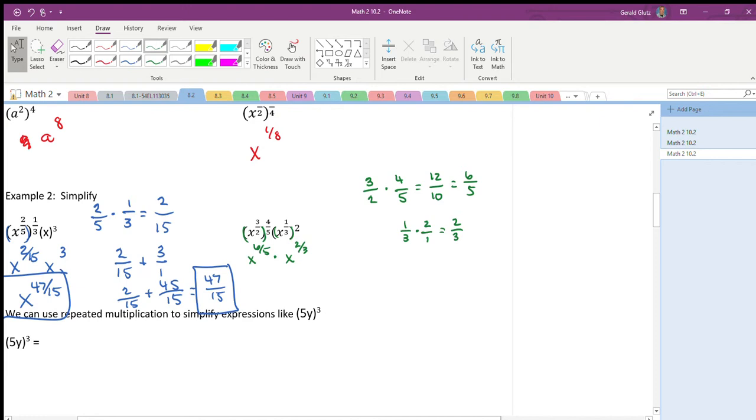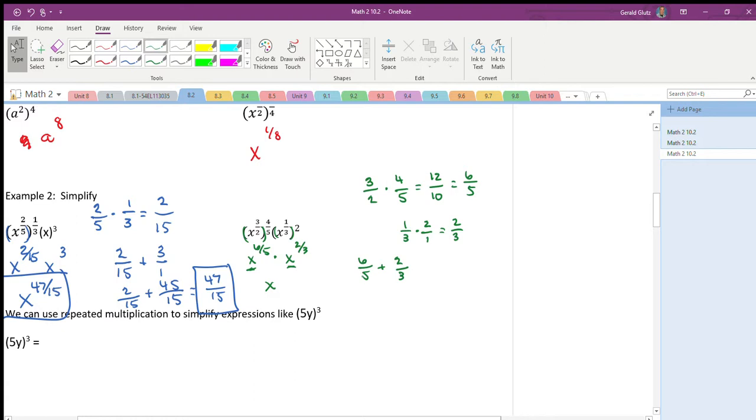So notice we no longer have any parentheses. So what are we going to do? These are the same base. So we still have x as a base, so we still can combine these. But we can't multiply the exponents, we have to add them, because there's nothing inside and outside the parentheses. There's no parentheses at all anymore. So 6/5 plus 2/3.